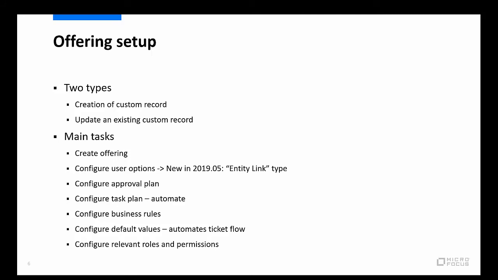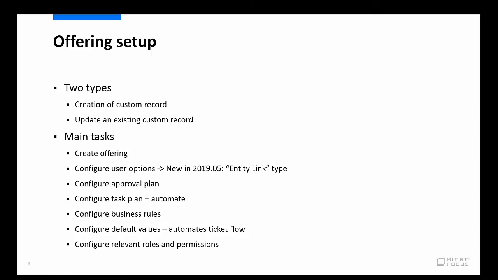So the main task is the creation of the offerings: put the basic information there, select the service definition, put it in active phase, then configure the relevant user options. We also saw the new entity link type in 2019-05. Configure the approval plan, if needed, configure the task plan, make sure everything is automated so it moves through and you don't have to have a user intervention. Configure the business rules as needed. We showed the rendering rule, and configure the default values and automate the ticket flow. We didn't look at the roles.